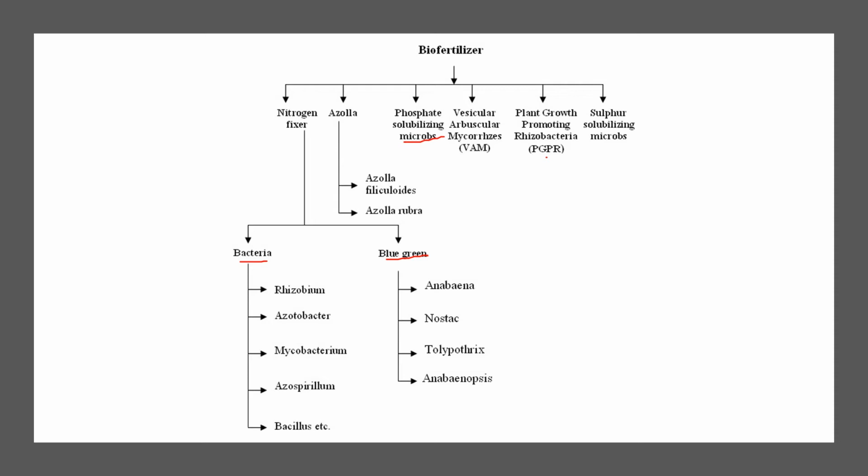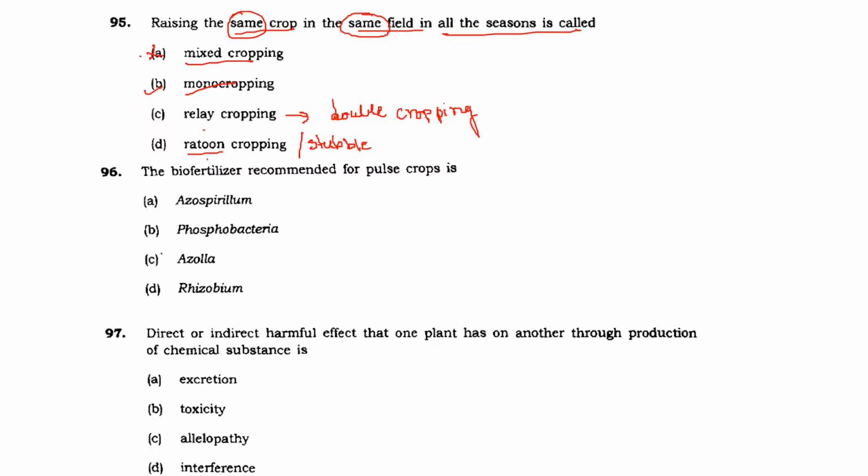So it is bacteria. Under bacteria, it is Rhizobium, Azotobacter, Mycobacterium, Azospirillum, and Bacillus. Under blue-green algae, it will be Anabaena, Nostoc, Tolypothrix, Anabaenopsis. So these are the nitrogen fixers. A. Azospirillum, B. Phosphobacteria, C. Azolla, D. Rhizobium. It is Rhizobium which is required for the pulse crops.